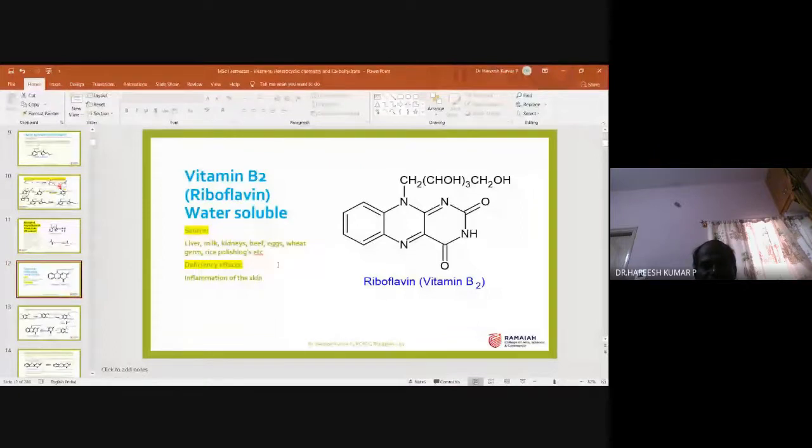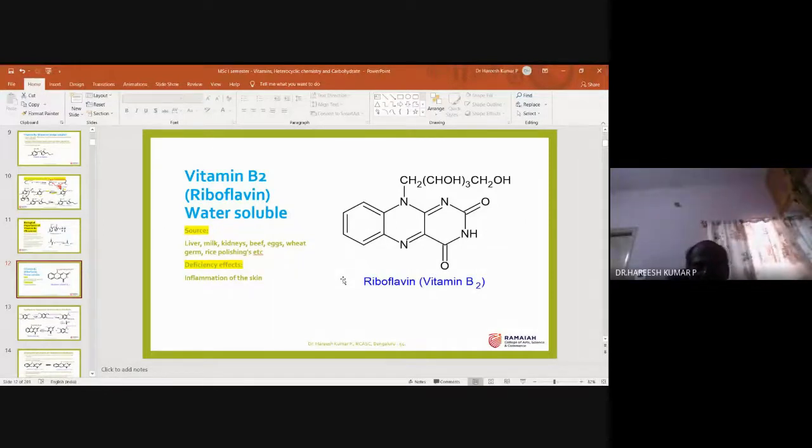Then what is the deficiency effect? Inflammation of the skin indicates a deficiency of vitamin B2, or riboflavin. So this is the structure. You need to remember that. This complete group is called the flavin group, and this group is called the ribo group. That is the reason it's called riboflavin. So with this, I will go to the synthesis: how one can synthesize riboflavin.